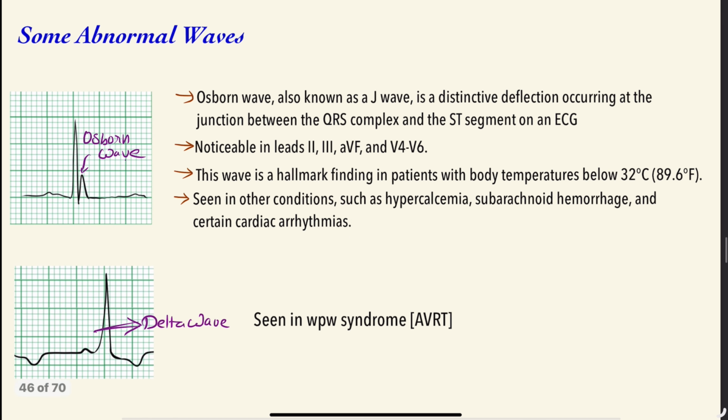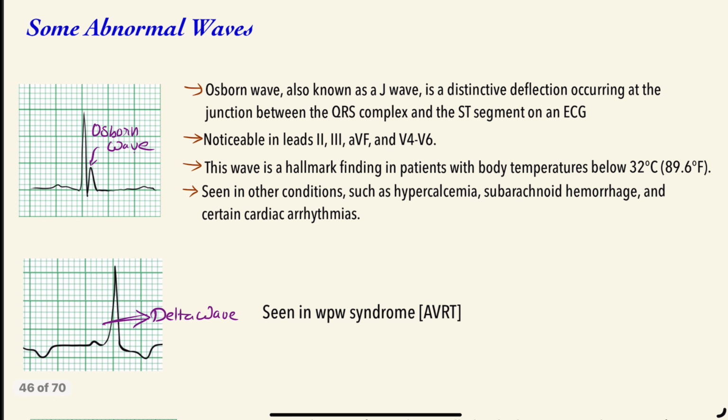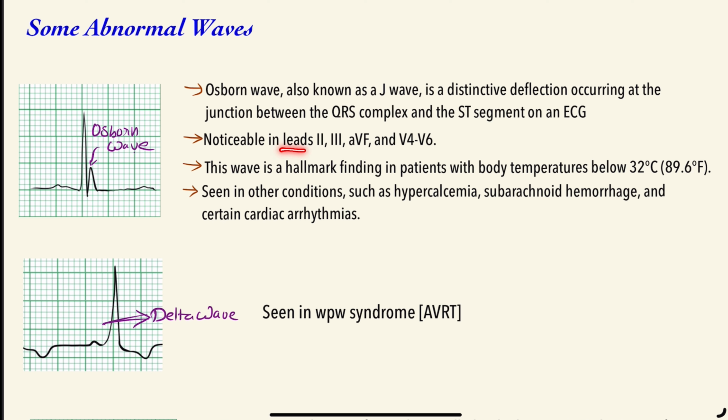Now let's discuss some abnormal waves found on the ECG. First, we have the Osborn wave, also known as J wave, which appears at the J point, the junction between the QRS complex and ST segment. The Osborn wave or J wave is particularly noticeable in inferior and lateral leads such as leads 2, 3, aVF, and leads V4, V5 and V6.